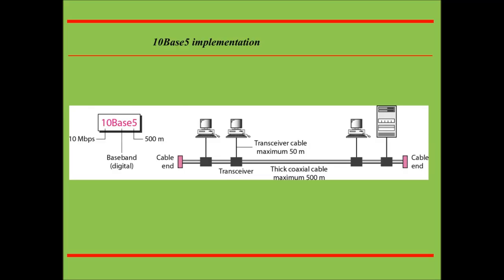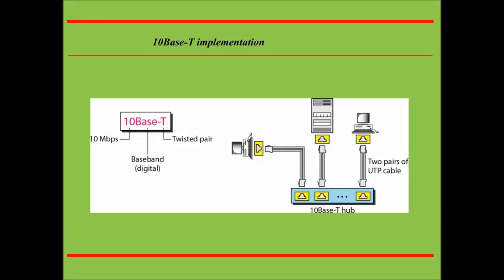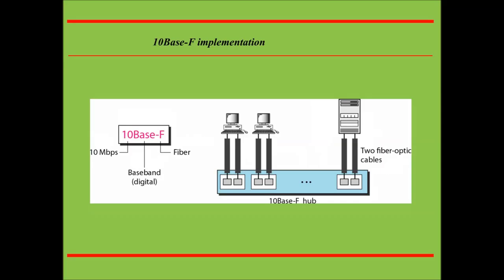So the centralized cable is thick coaxial cable, and the cable which is attached from a device to this coaxial cable is twisted pair cable, and the length of coaxial cable is 500 meters, and the length of twisted pair cable is 50 meters. A 10 base T implementation, this is like the same 10 base 5 implementation. Over here 10 is 10 megabits per second, base is baseband, which is digital transmission, and T stands for twisted pair cable. So over here you can see different devices, and we use these devices to connect twisted pair cable, and a 10 base T hub is being used to attach all these devices. So this is like implementation of 10 base T.